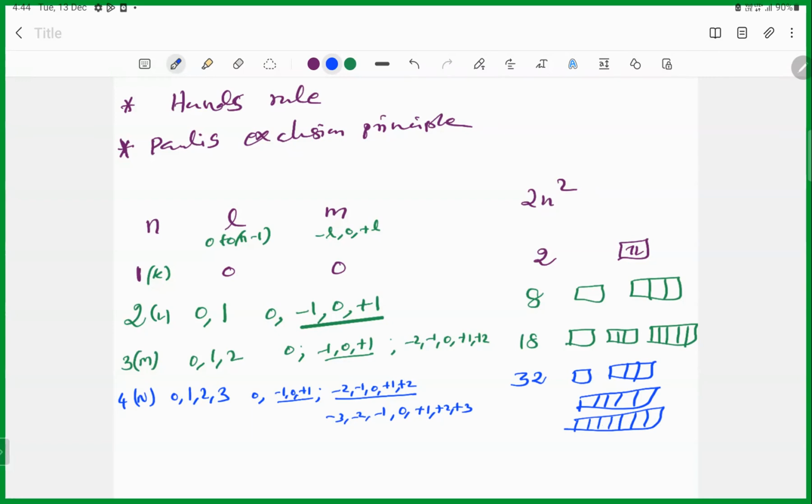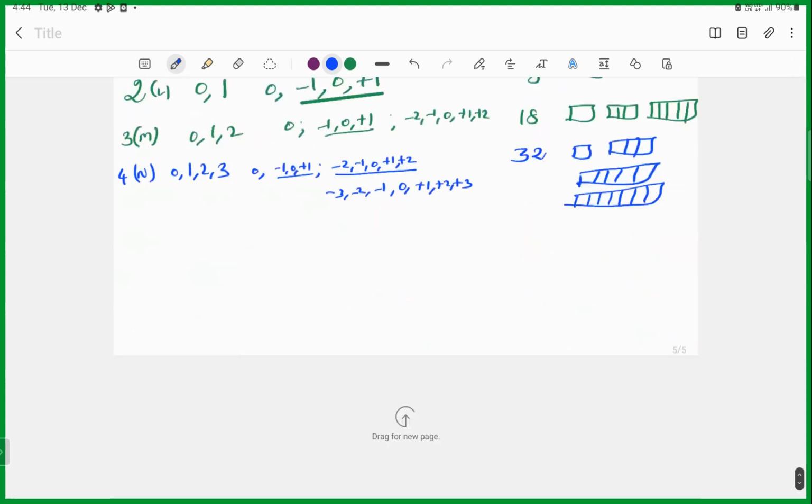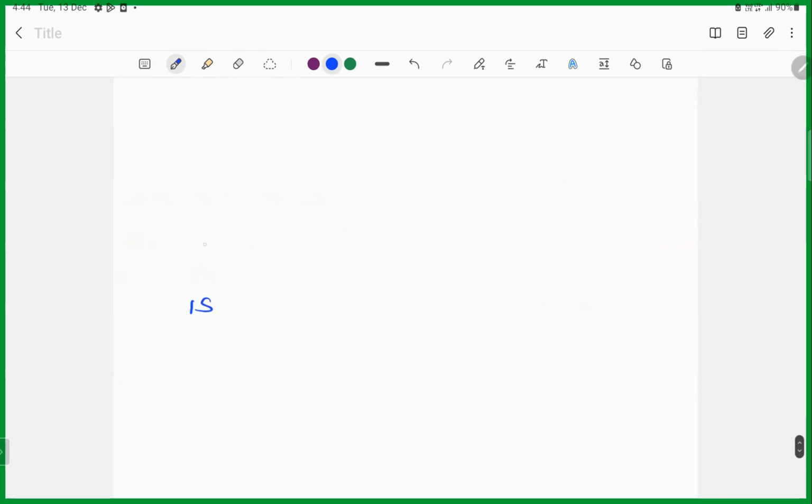Is it clear? Yes, sir. Now, the Aufbau principle says, first shell you have 1s orbital, second shell you have 2s and 2p orbital, third shell you have 3s, 3p, 3d orbital, fourth shell 4s, 4p, 4d, and 4f orbital. Correct?